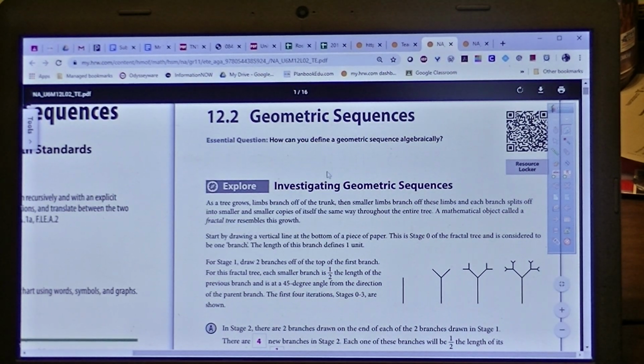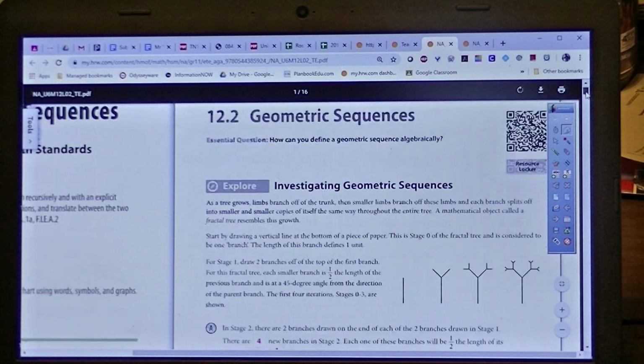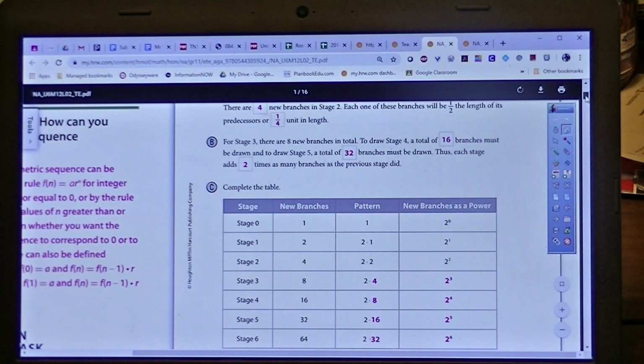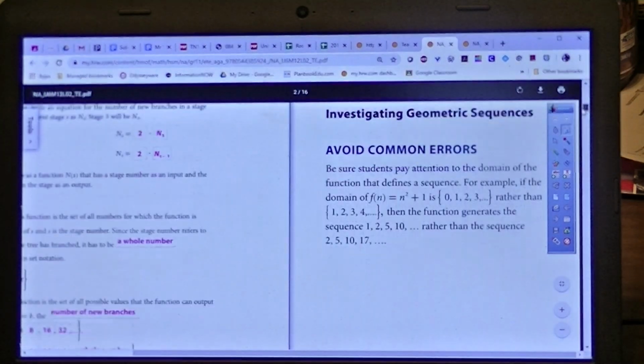But here we are. Geometric sequences is where we're at in 12.2. And they start off with that little fractals. We took a little side trip there. And they go through those processes right there.